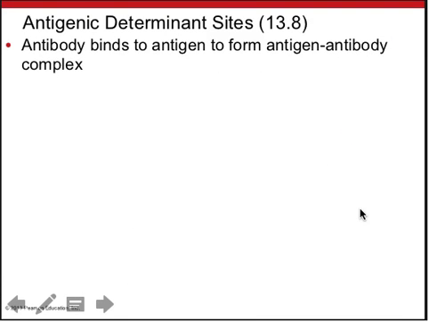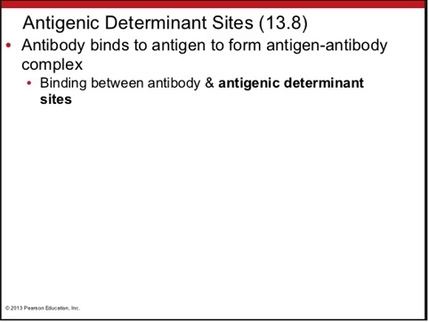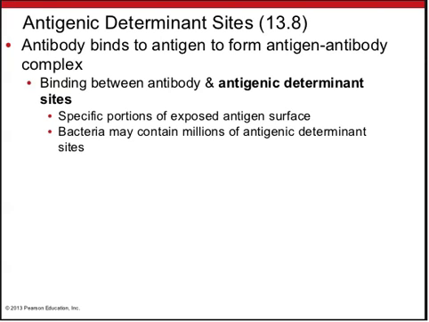The antibody binds to the antigen to form an antigen-antibody complex. The binding between the antibody and the antigenic determinant is the basis for the attack of the immune system against the pathogen that bears that antigen. Specific portions of the exposed antigen surface represent the binding site for the antibody, and a bacteria may contain millions of different antigenic determinants, and as a result could be attacked by a variety of different B and T cell clones.